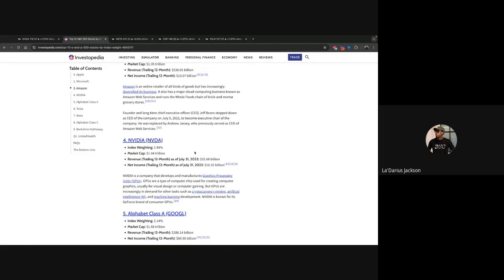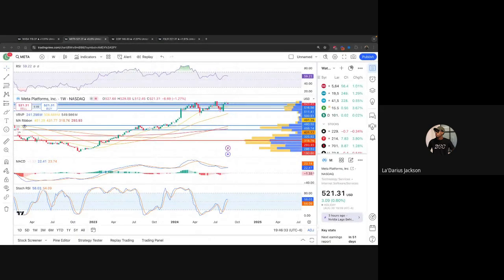So NVIDIA, oh, this is old. Let me get the updated one. Hold on. Numbers are still reflecting the same. I just want more accurate. Can I get that from? Oh, okay. Yeah, I can't get it from Investopedia. Hold on 2 seconds.